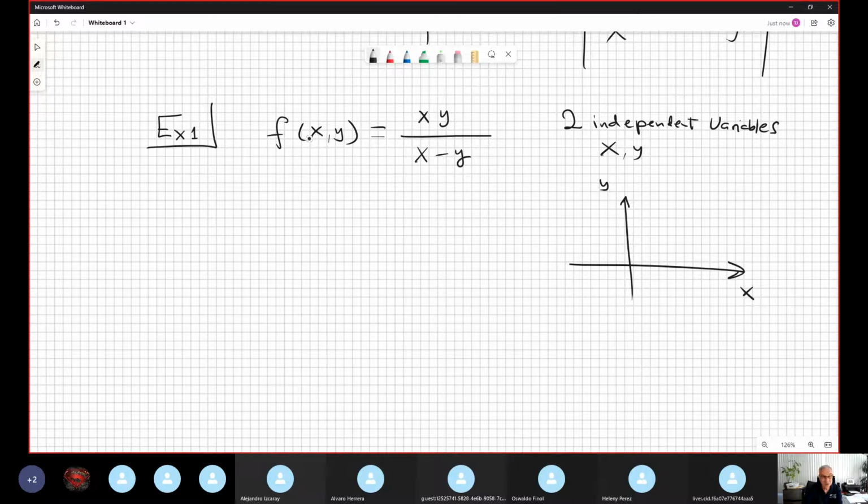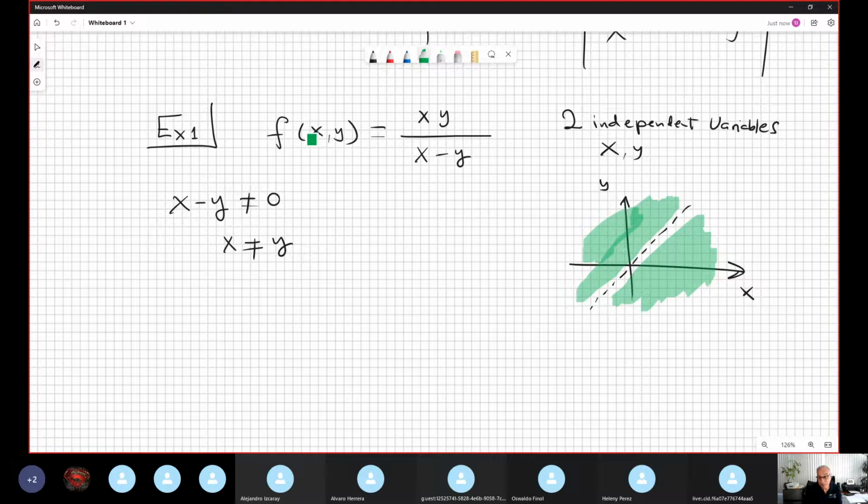And the restriction is obvious. You take the expression in the denominator, x minus y, and this is not zero. Therefore x is not equal to y. So any point on the plane satisfies this condition except the points that have the same components x comma y. By the way, this is the line through the first quadrant and the third quadrant, and the rest is okay. Any point that doesn't lie on this line belongs to the domain.